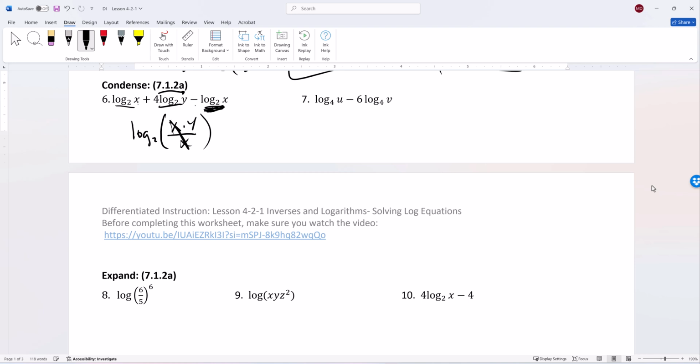You can still cancel out. And so you go log base 2 of y. But also, positive log base 2 and negative log base 2, those would have canceled out there. And then you can't forget the exponent. Raise up to 6. Log base 4 of v to the 6 over u.